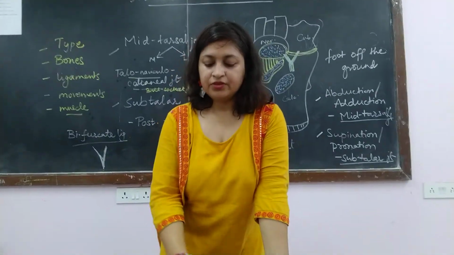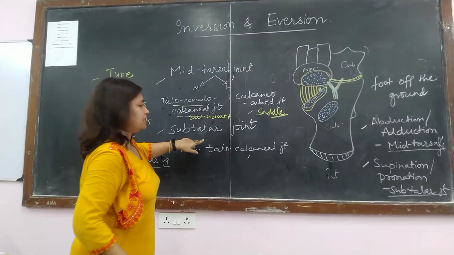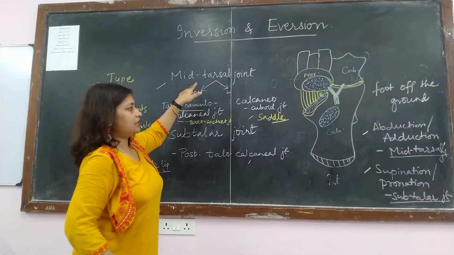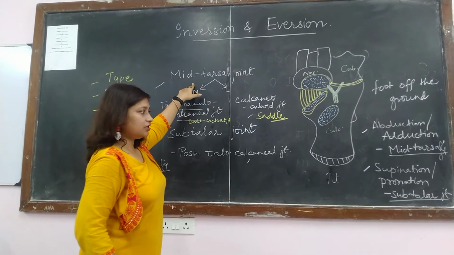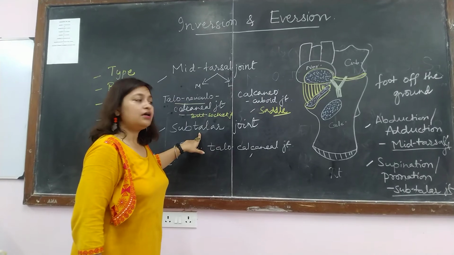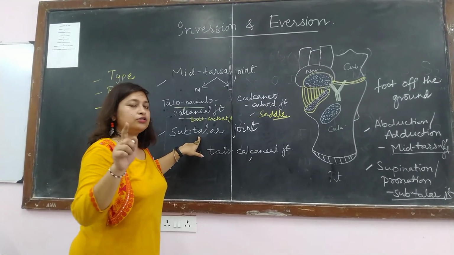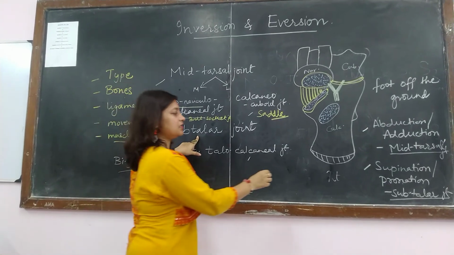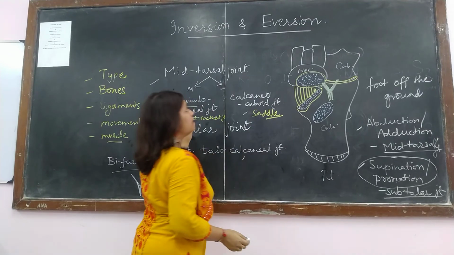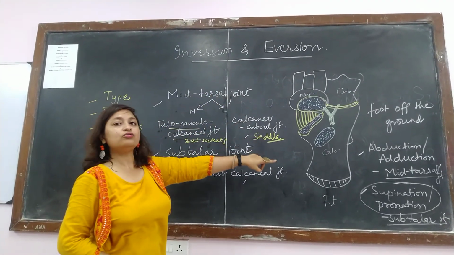I repeat, the movement takes place at two joints, the mid-tarsal and subtalar joint. The movement which is taking place at the mid-tarsal joint is abduction or adduction, and the movement taking place at the subtalar joint is supination or pronation. When the foot is on the ground, the only movement which takes place is supination and pronation, and when the foot is off the ground, then the pure inversion-eversion movement takes place, which is made up of two components.